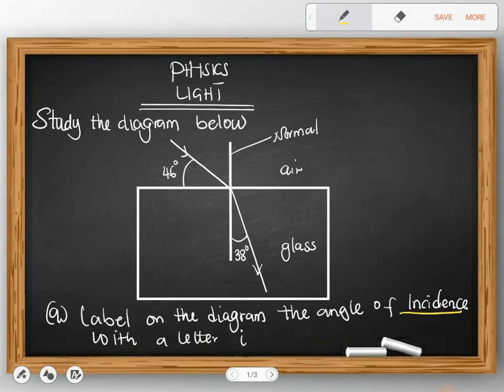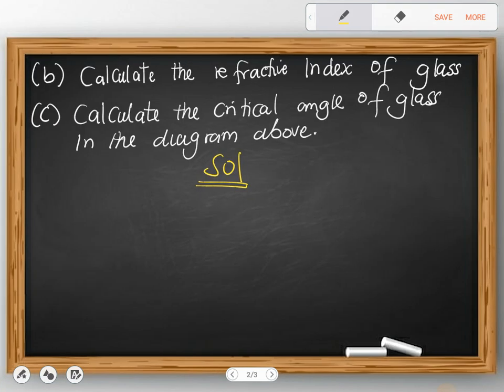The angle of incidence is an angle between the incident ray and the normal ray. So the angle between the incident ray and the normal, that one there, that is I. Then B, calculate the refractive index of glass.